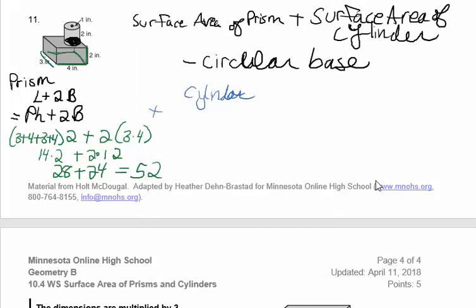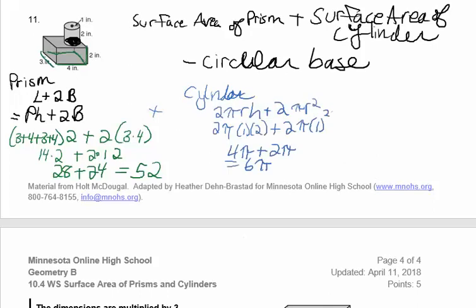Where'd my work go? There we go. That was weird. So that is 18.85. So far, my area will be 52 plus 18.85.